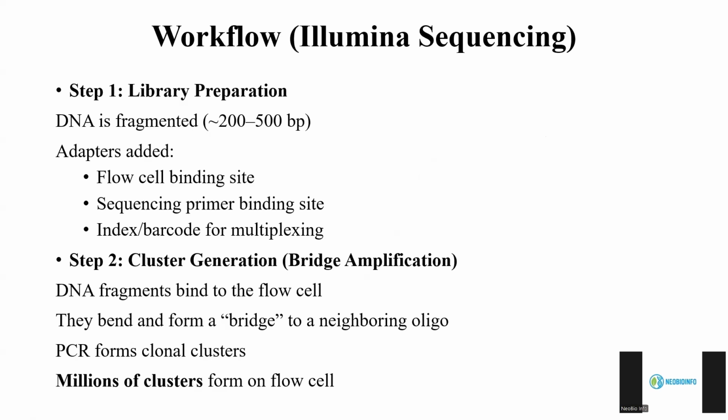So we have different second generation techniques. The most useful and dominant is Illumina sequencing. This is the workflow of Illumina sequencing. First we get a sample, okay? From the sample we extract DNA. After that we start library preparation. DNA is fragmented to between 200 and 500 base pairs. We add adapters: the flow cell binding site, the sequencing primer binding site, and also an index barcode for multiplexing.